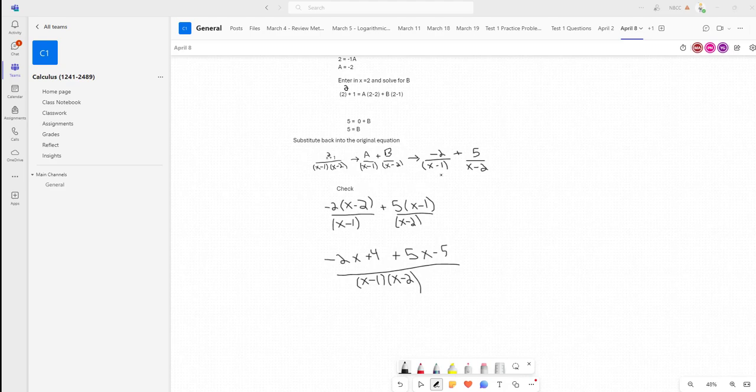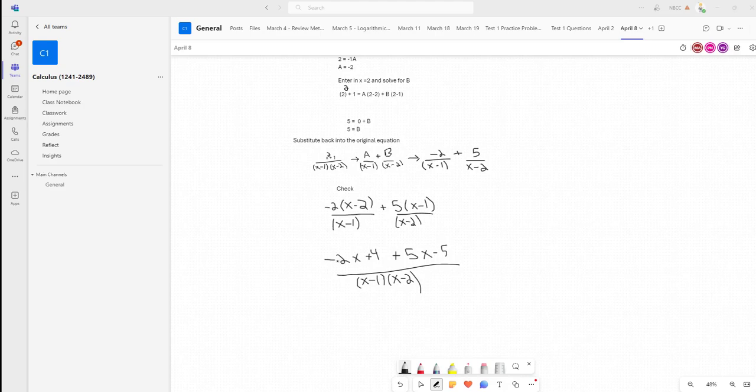So if I check this, I want to cross multiply. I take x minus 2 and bring it up here. I take x minus 1 and bring it up here. What we're trying to do is combine these into one fraction. So x minus 2 comes up and x minus 1 comes up here. Once I cross multiply, we can bring these two fractions together like this.